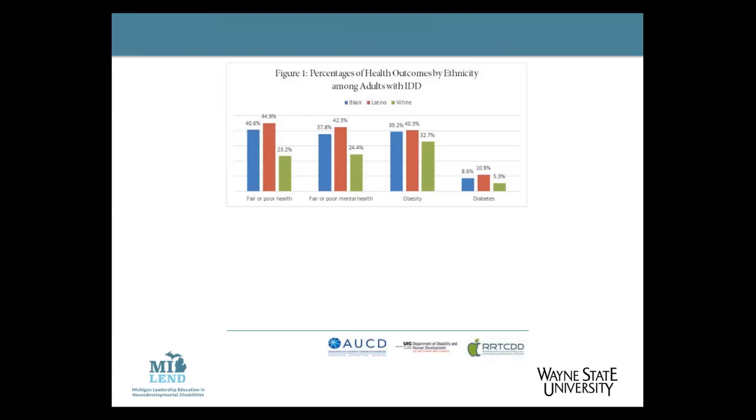I'll now share with you some data from the AUCD and University of Illinois in Chicago that tells us a little more about some of the disparities by race and ethnicity that we might see within the population of those who have intellectual and developmental disabilities. We see, for example, that among adults with intellectual and developmental disabilities, Latinos have a much higher rate of having fair or poor mental health and fair or poor general health. We also see higher rates of obesity among blacks and Latinos as compared to whites. And we see that Latinos with intellectual developmental disabilities have much higher rates of diabetes.